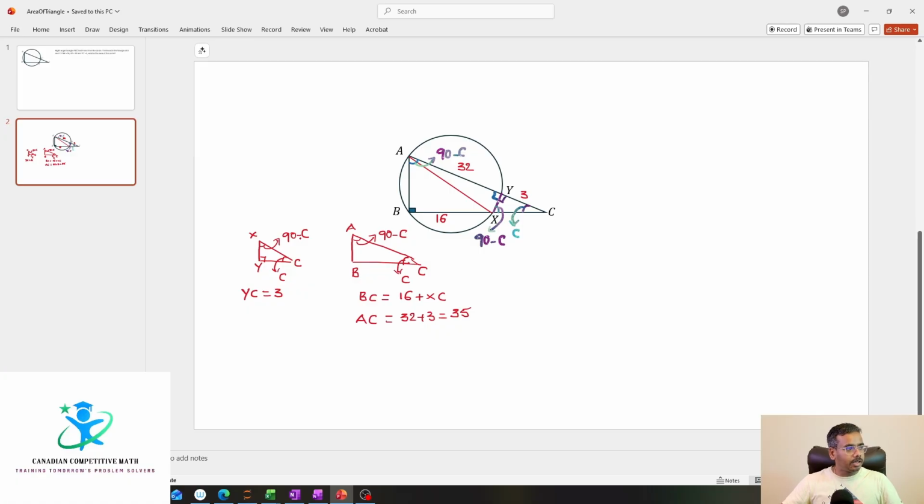XYC and triangle ABC, they have the same angles: 90 minus C, C, and 90. So they are similar triangles. What happens in similar triangles is that the ratios of the sides are equal. So if I take XC by YC, it will be equal to AC by BC.